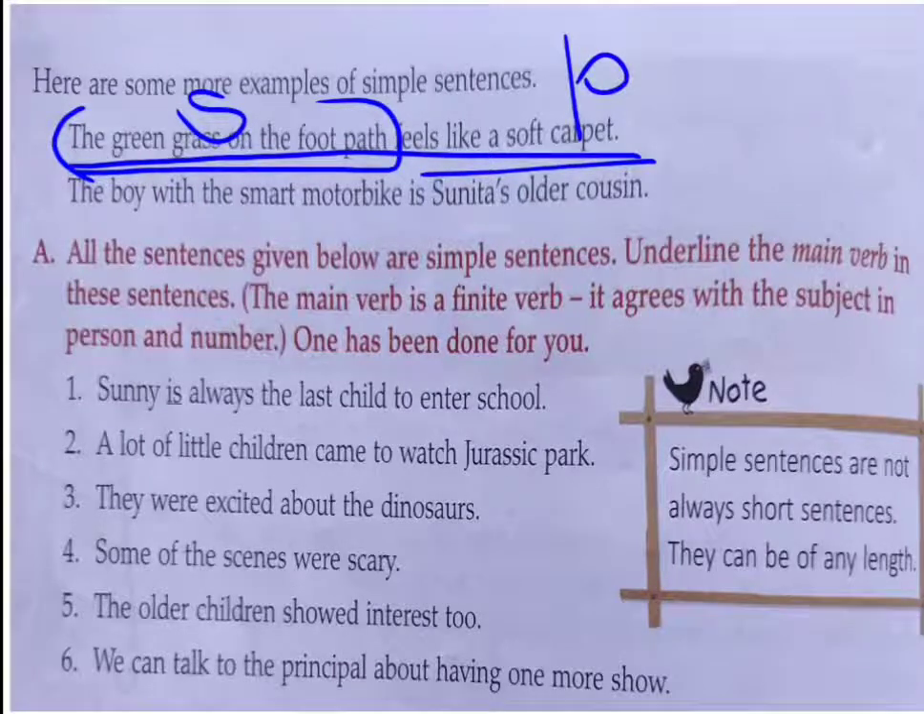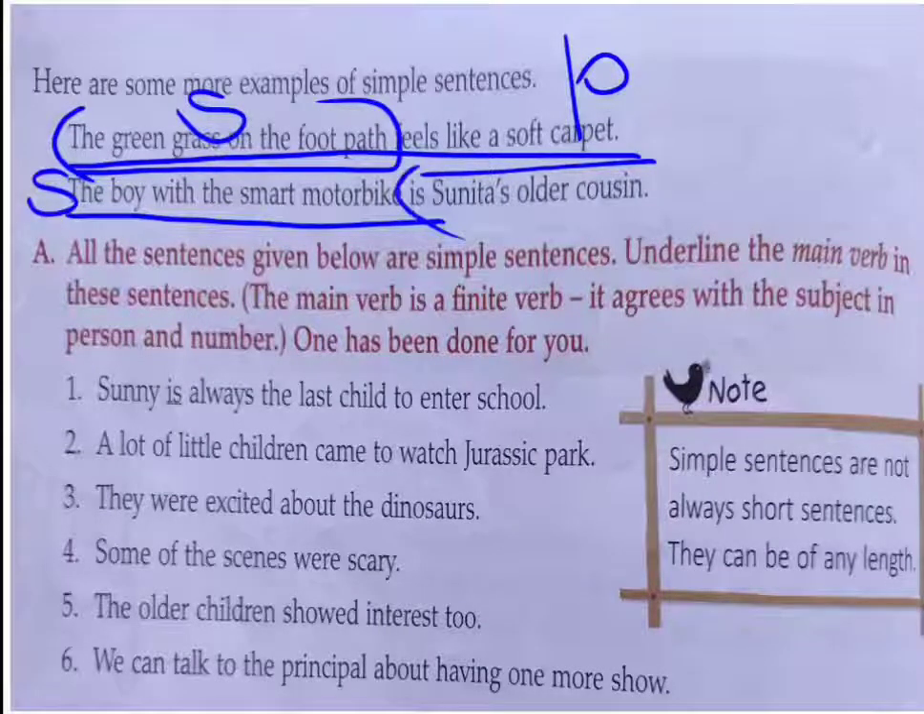The boy with the smart motorbike is Sunita's older cousin. Now look here. The boy with the smart motorbike is the subject. From is to cousin, is Sunita's older cousin, it's known as the predicate.